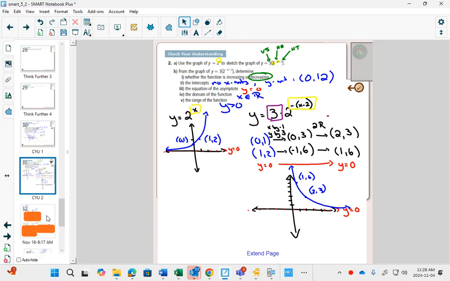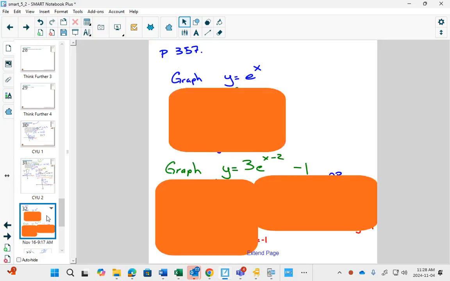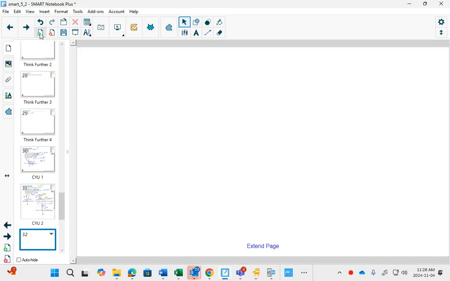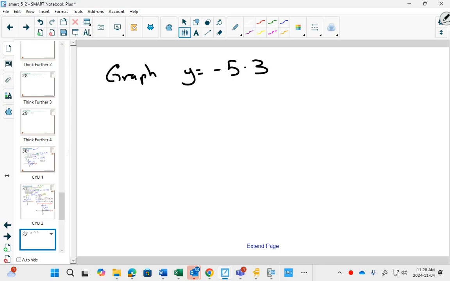I would like you to turn to there's a blank page on page 357, and we're going to add some graphs. The first graph that we're going to add is another regular one, so we're going to ask you to graph y equals -5 times 3 to the 2x plus 4, minus 7.